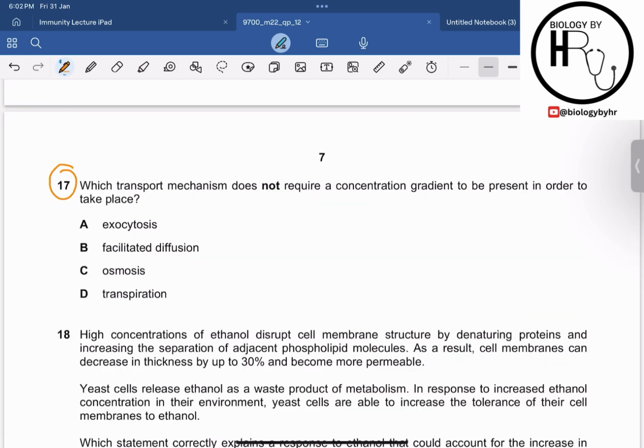Question number 17 says, which transport mechanism does not require a concentration gradient to be present in order to take place? All of the other three, facilitated diffusion, osmosis and transpiration, require a concentration gradient. However, exocytosis, which is the process in which the vesicles exit the cell and release their content out of the cell, is the release of the material outside the cell. It does not require any concentration gradient, right? So the correct answer for question number 17 is option A.